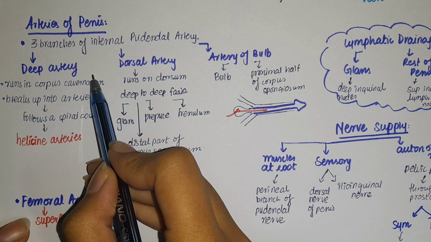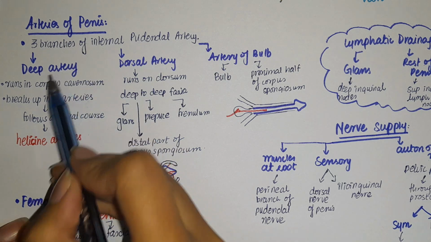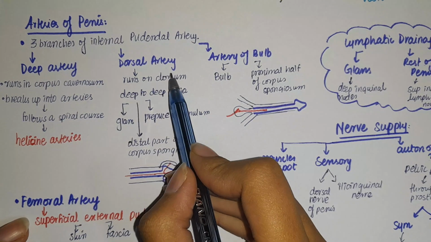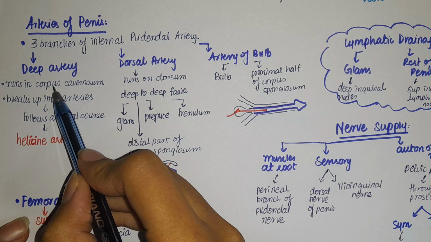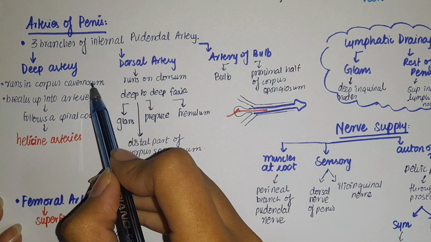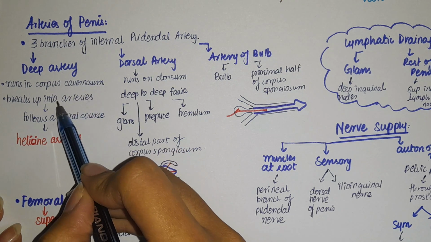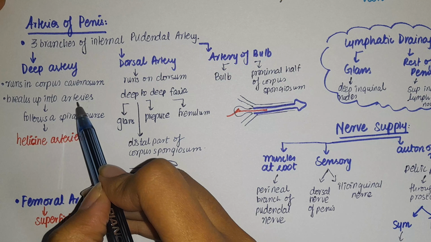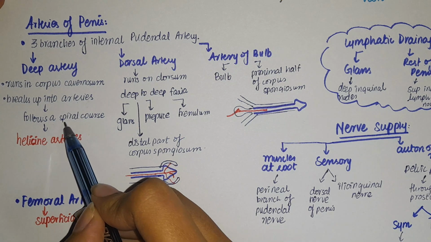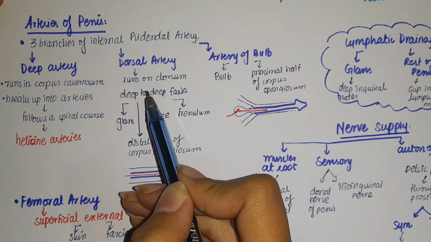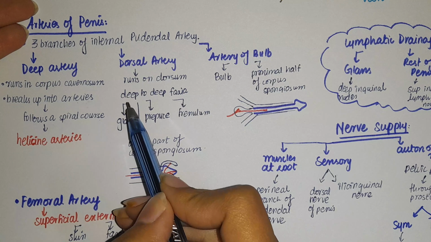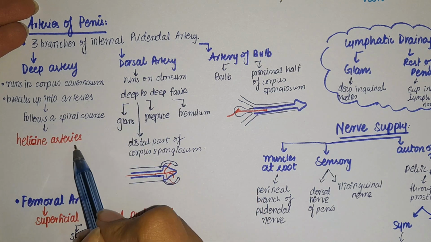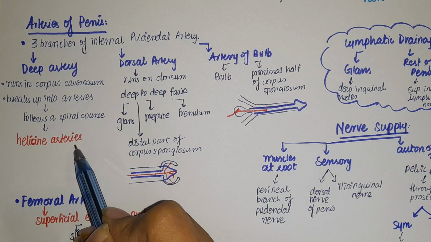First of all, we have the deep artery. Now this deep artery is going to run in the corpus cavernosum, and it is going to break up into small arteries or arterioles, and then when it follows a spiral course, what do we call it? We call the spiral course a helical course. So the arteries are named helicine arteries. Let's have a look at it from the book.